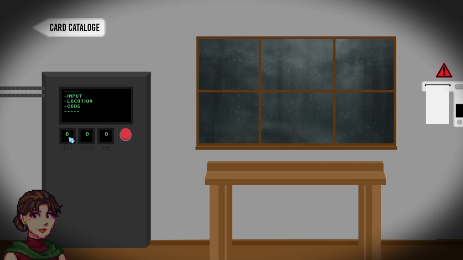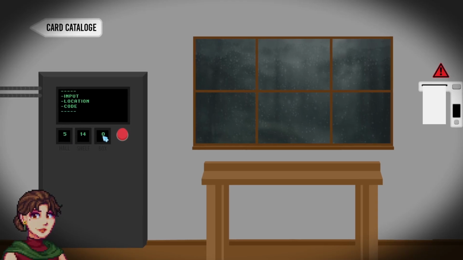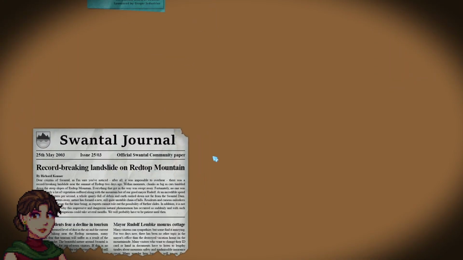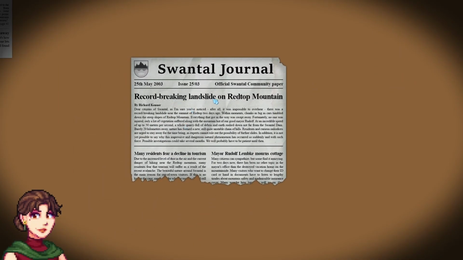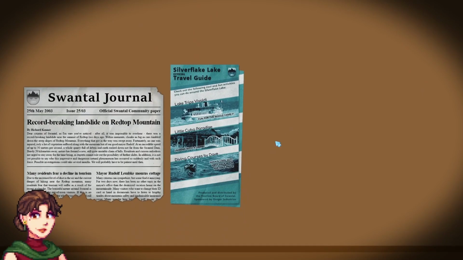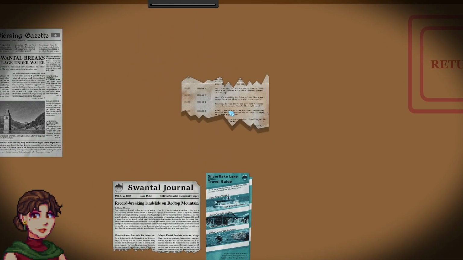Good. So this one is 05, 14, 35. Top. Okay. Record-breaking landslide. It's also Richard Kernan. Let's do this everywhere. I got a little guide, a little scuba stuff.